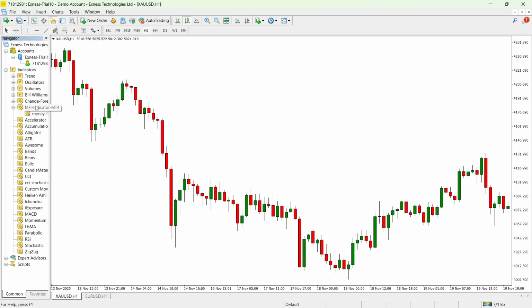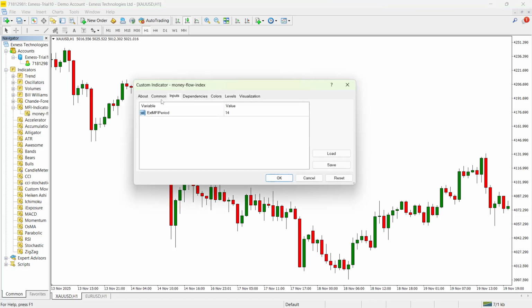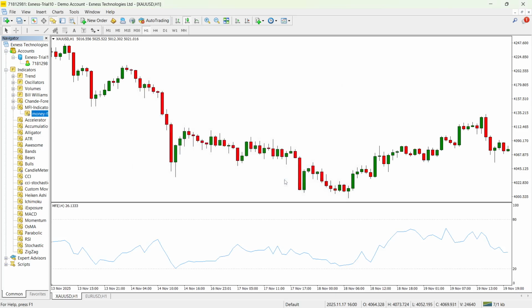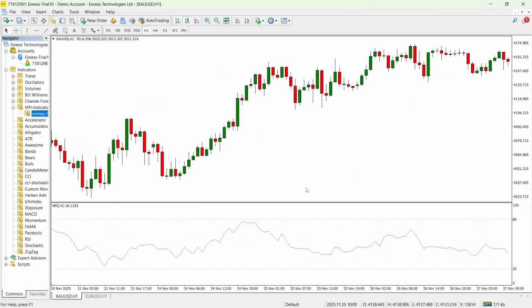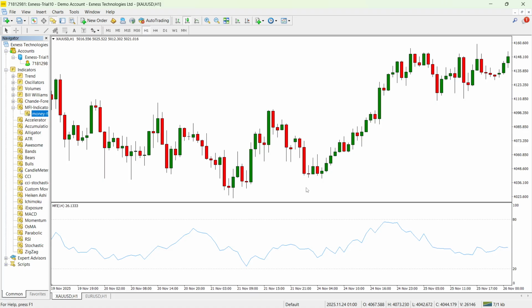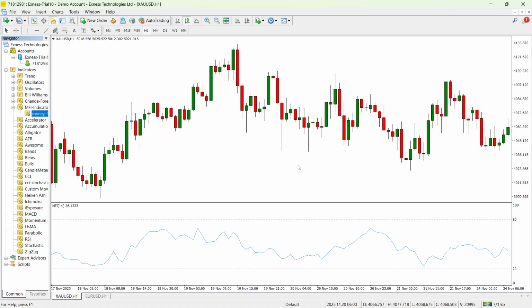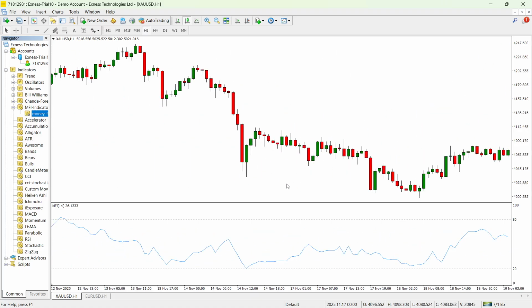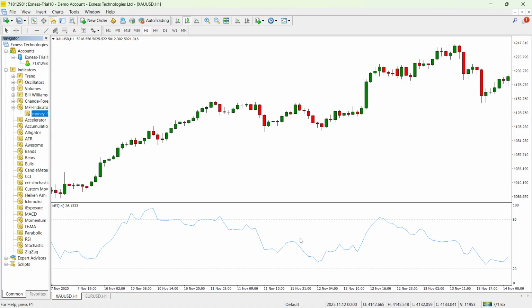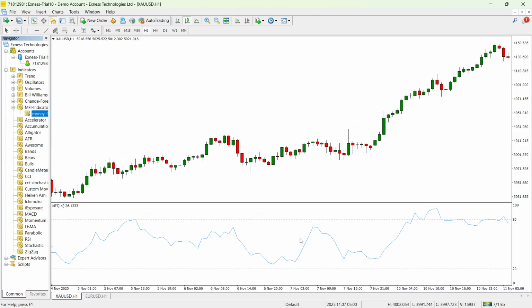At this point, I'll load the indicator on the chart so you can see how it looks in real time. Remember to allow DLL imports, and there we go. On MT4, the BW MFI indicator plots as a line oscillator in its own separate sub-window, moving between 0 and 100. Two horizontal reference lines sit at the default levels of 20 and 80.